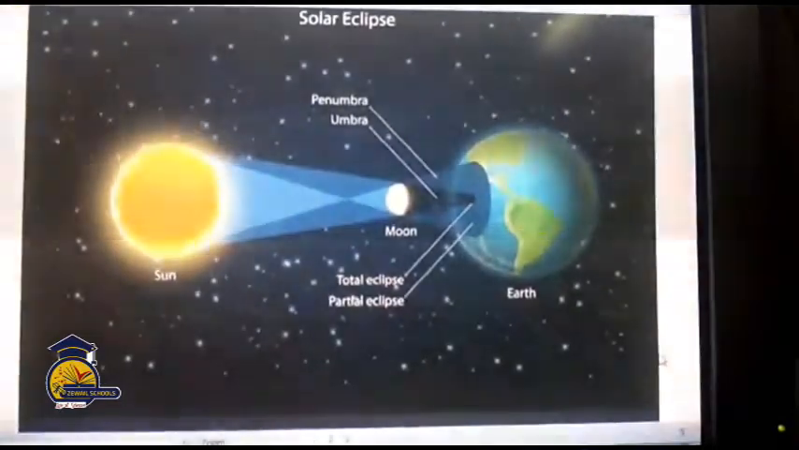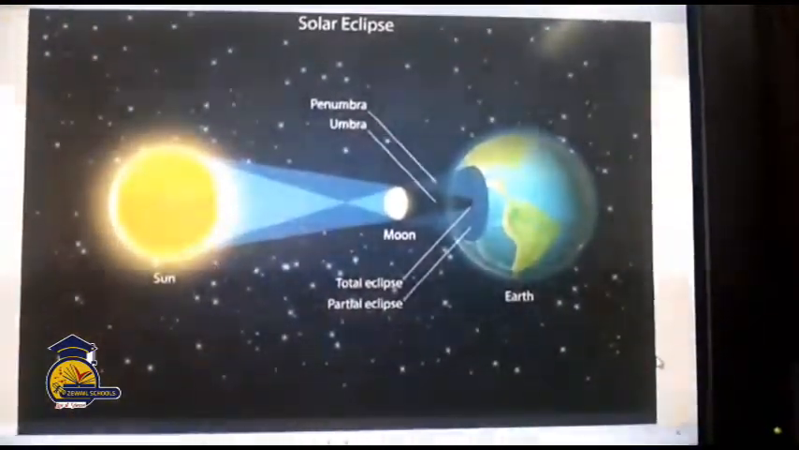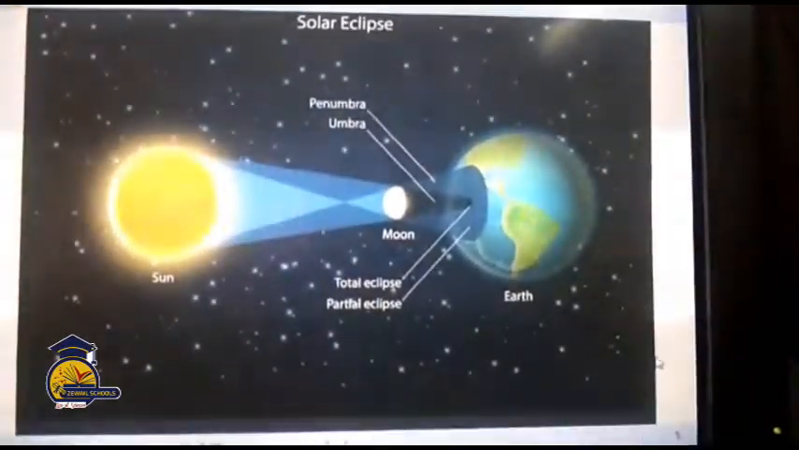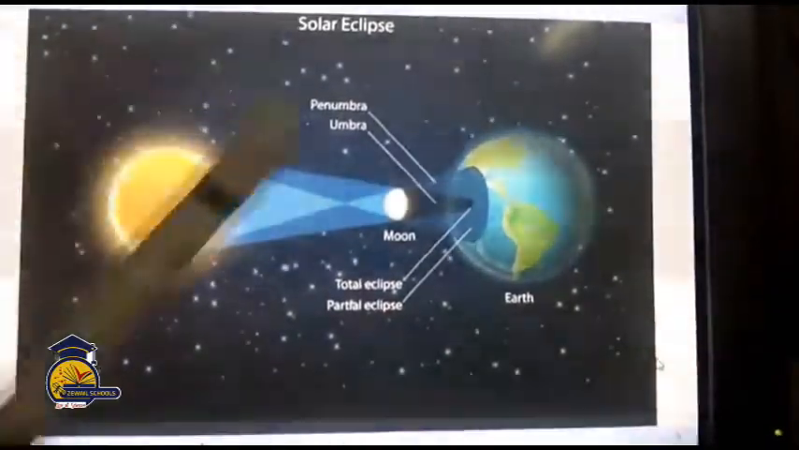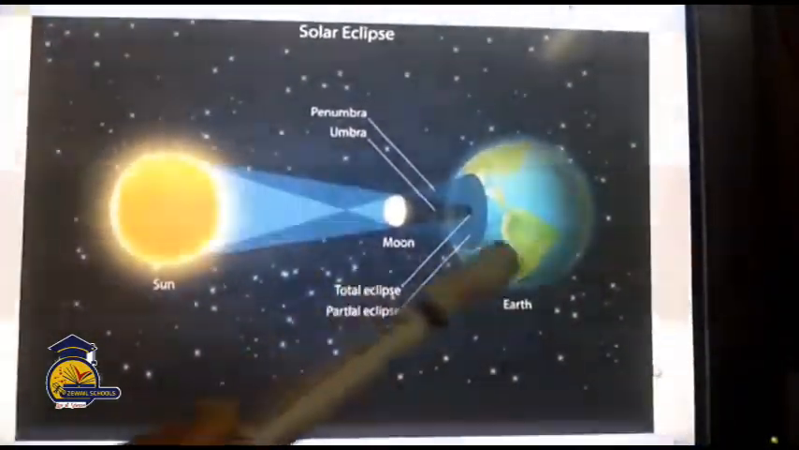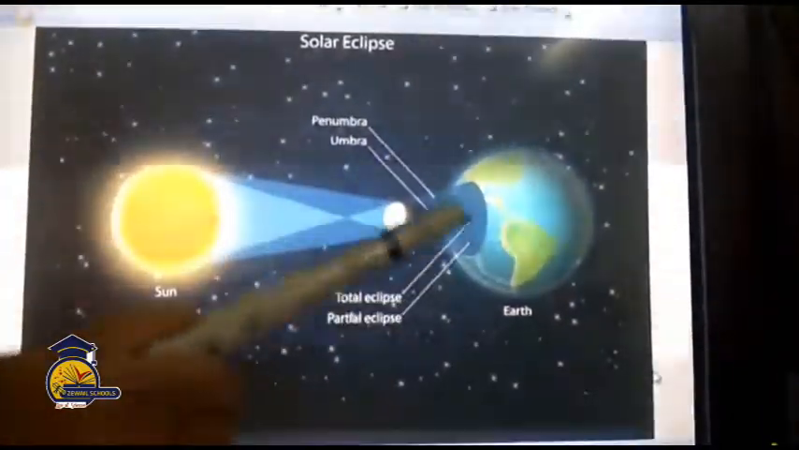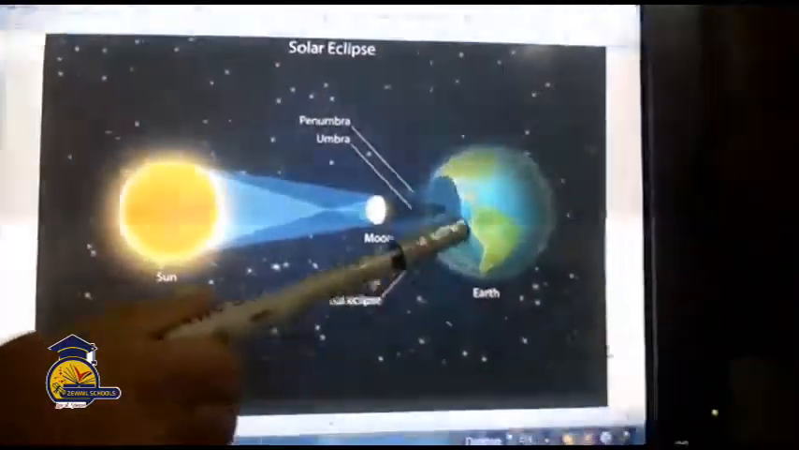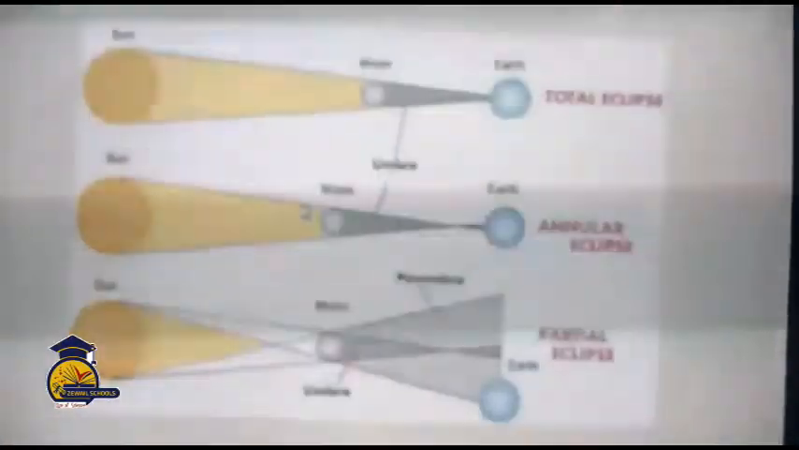So, the solar eclipse phenomenon occurs when the moon passes between the sun and the Earth, casting its shadow on the Earth's surface. Okay? The type of solar eclipse changes according to what? To the distance between the moon and Earth during its rotation in its oval orbit around Earth. So, we have 3 types of solar eclipse. Number 1, total eclipse. Number 2, partial eclipse. Number 3, annular eclipse.